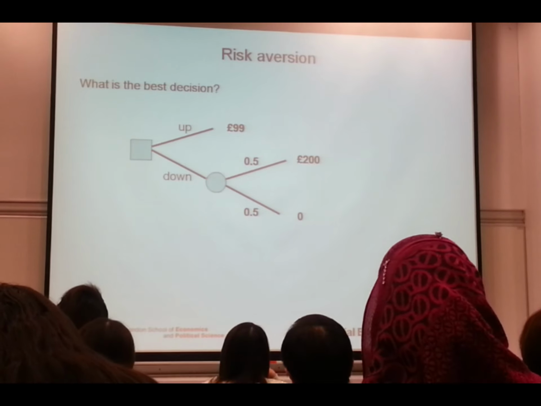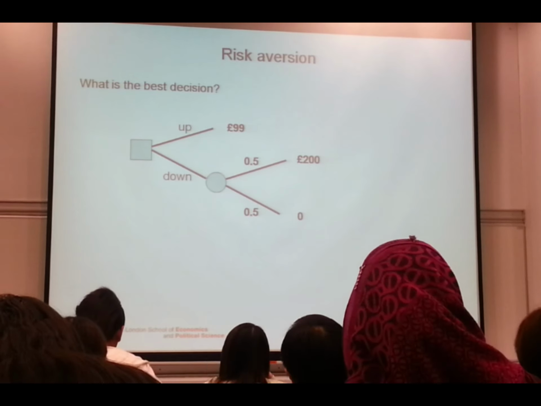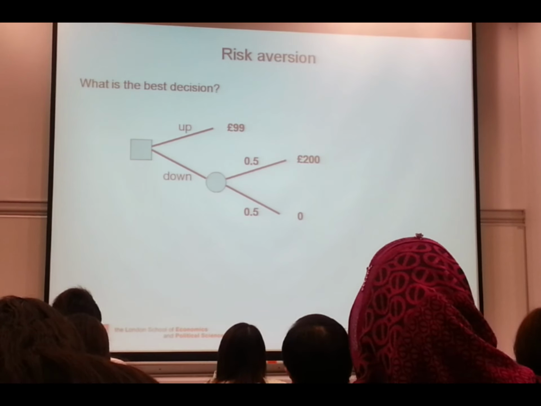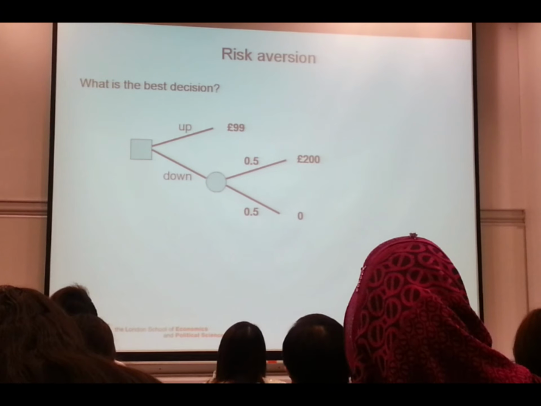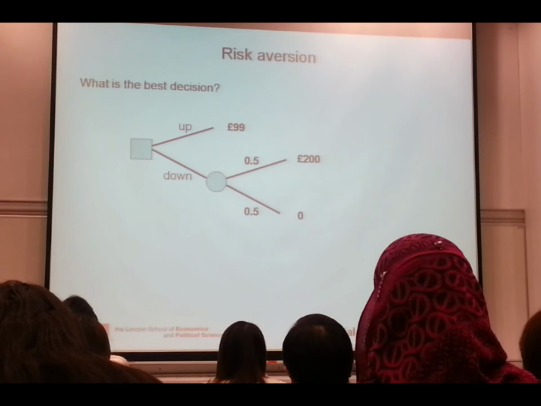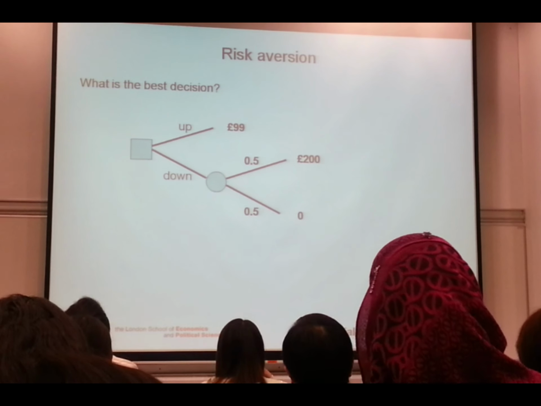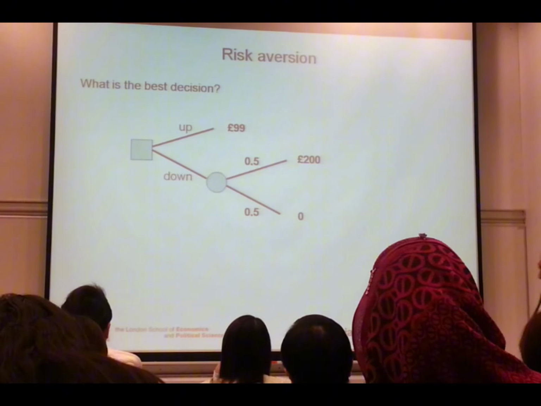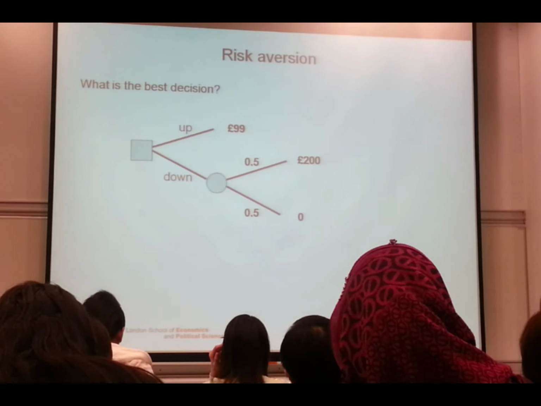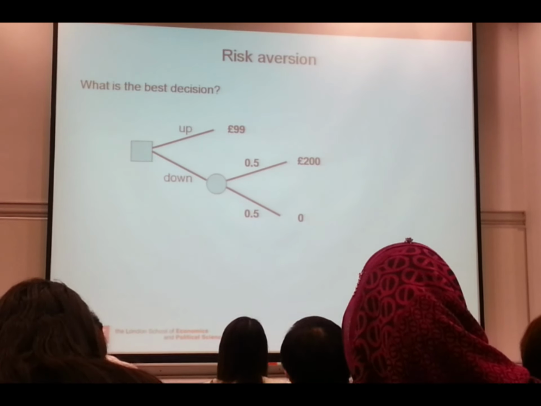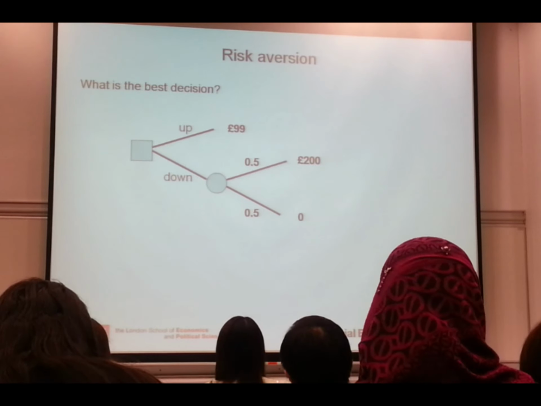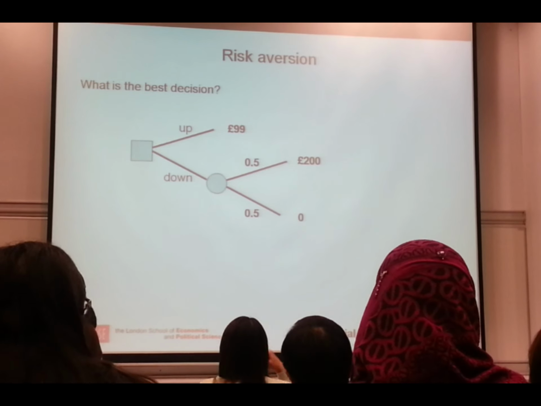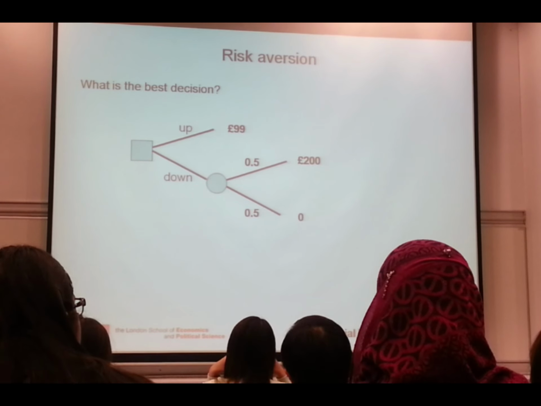Now, knowing kind of humans in general, about 2/3 of you would choose to go up rather than down. So 2/3 of you prefer getting 99 pounds for sure over getting 100 pounds in expectation. And so if you were rational profit maximizers, this would not be a smart idea. Because as profit maximizers, you want whatever gives you the highest expected profit. And the higher expected profits here are 100, assuming you take the lottery ticket.